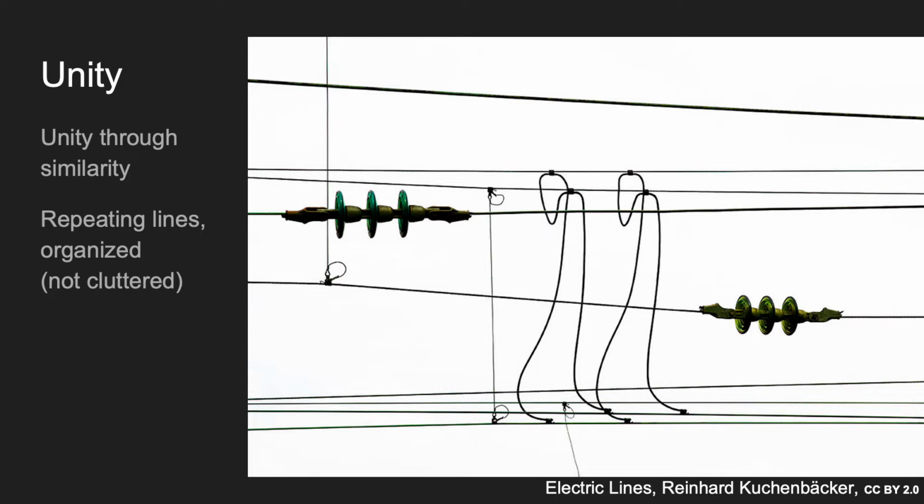So in this case, a strategy for unity to have the photograph feel like it holds together is a kind of repeating lines, right? It's kind of organized, it's not cluttered. Like, how different would this photograph look if there were bits of tree in the background or something like that, right?